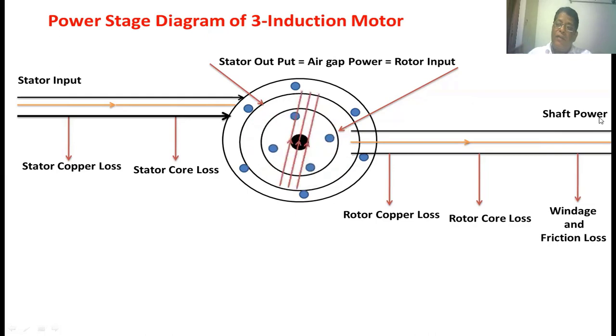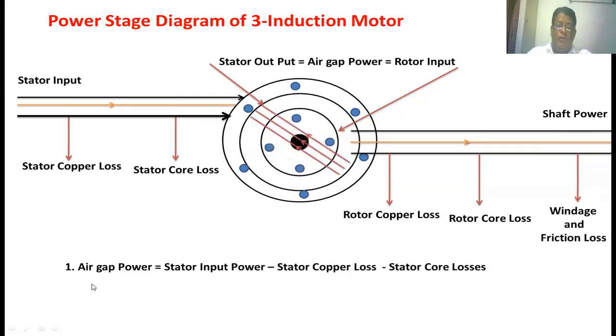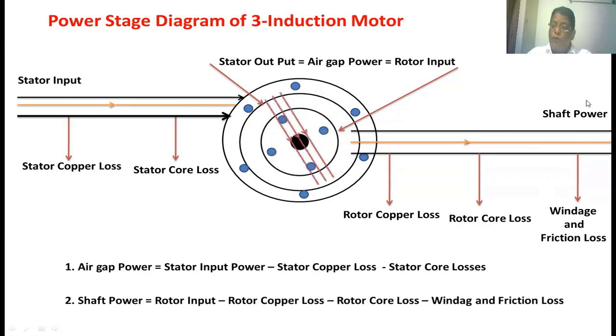The power which is available at the shaft is the only power useful to drive the load. Now the air gap power equals stator input power minus stator copper loss minus stator core loss. Now if you want to find the shaft power, it equals rotor input minus rotor copper loss minus rotor core loss minus windage and friction loss.